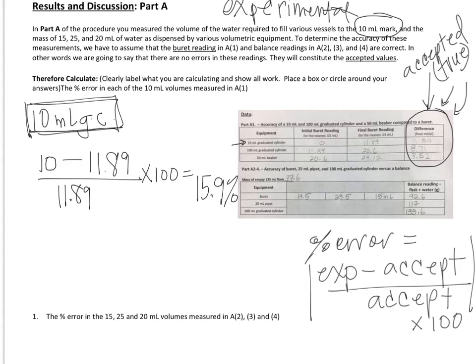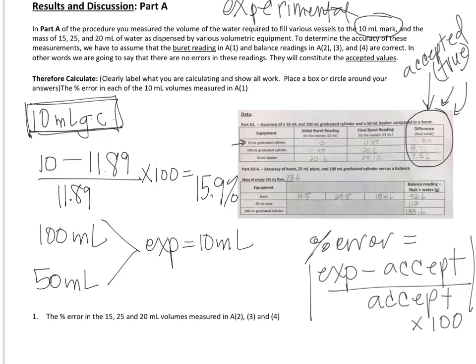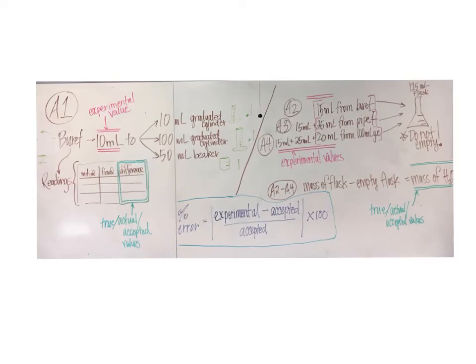So that is for the 10 milliliter graduated cylinder. That's the first. And so you'll do this 2 more times. You'll do it for the 100 milliliter graduated cylinder and the 50 milliliter beaker. And both times the experimental will equal 10 milliliters as it did up above, and your accepted will be the difference readings for these two. So far what you have done then, if you have calculated, is you have done this first part of the calculations. So now let's look at the second part.